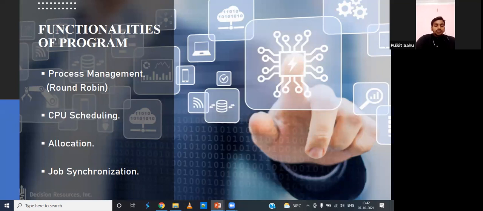Then the next is allocation and deallocation of memory. The allocation and deallocation of memory stores the data on the disk and decides how the data flows. Next is job synchronization. Job synchronization is when two processes are sharing the same resource. For example, in our PPT we talked about the example of a bank with a deposit and withdraw system.